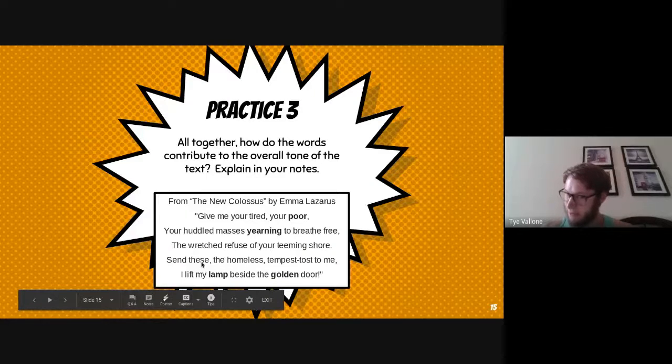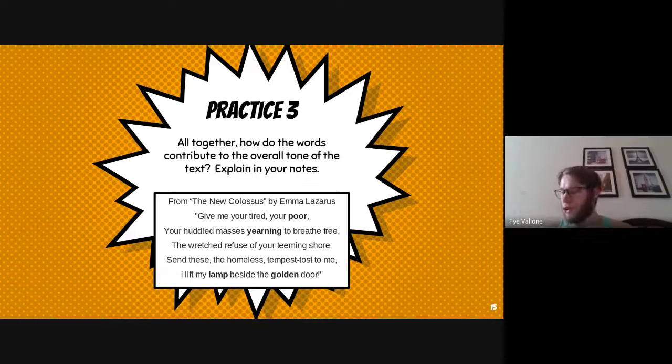That's why down here we have send these, the homeless, tempest-tossed to me. I lift my lamp beside the golden door. So I'm lifting this torch, my lamp. I'm lifting this torch up to show you the way. Because when you come here, you'll have a better life. You won't be as tired. You won't be as poor.